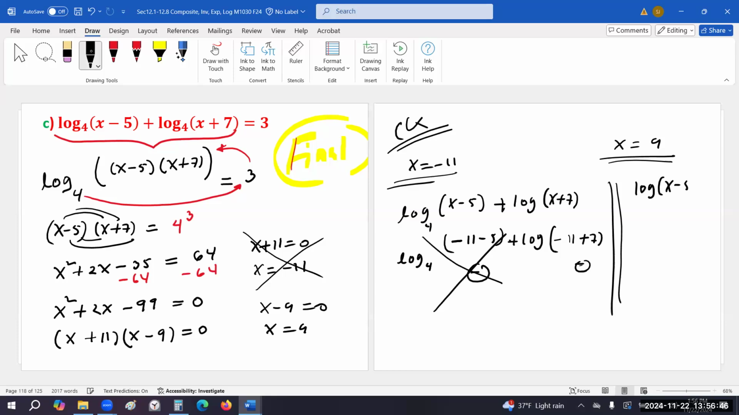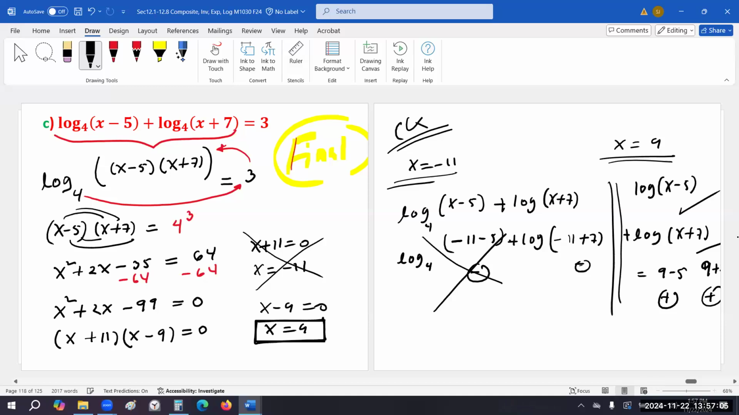So we have log of x minus 5 plus log of x plus 7. When we have 9, we get 9 minus 5, which is positive, and 9 plus 7, which is positive. So both of them work for 9. So x equals 9 is our answer. Remember, you must check both of them because sometimes one is positive, but the other doesn't work. And if none of them work, that means either you made a mistake or there is no solution. Two choices.